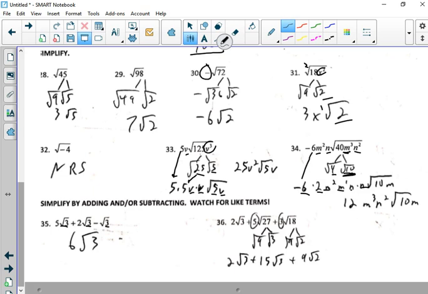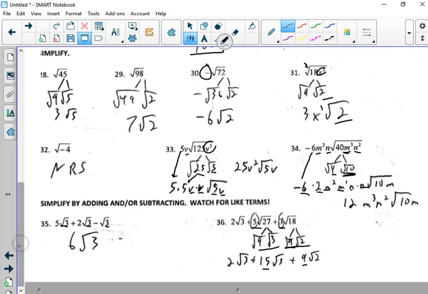36 at first, nothing can be done, but 27 breaks down this way, and 18 breaks down this way. Do not forget these numbers up here. So when the 9 breaks down to 3, it's 3 times 5. And when this square root of 9 breaks down to 3, it's 3 times 3 to give us 9.